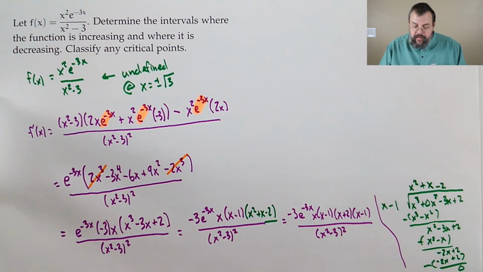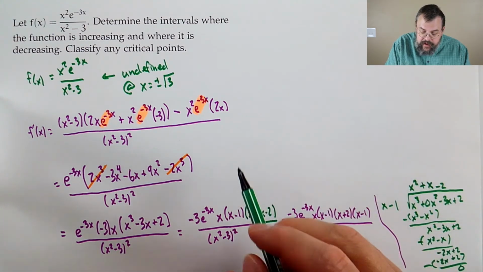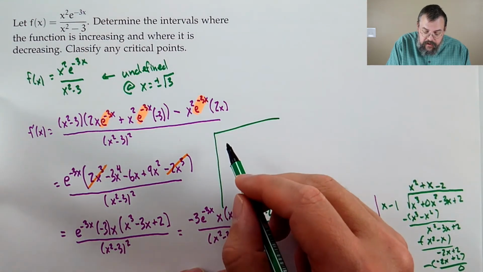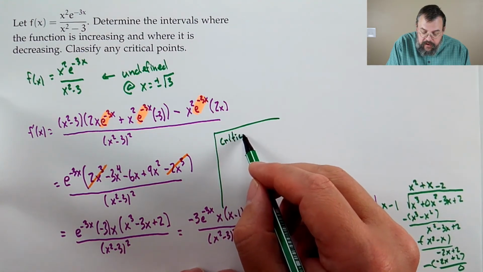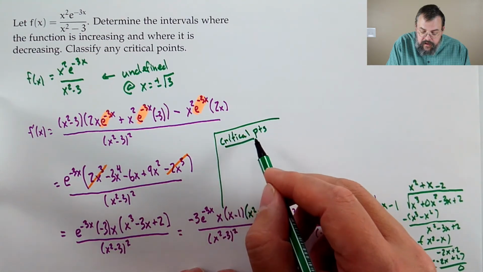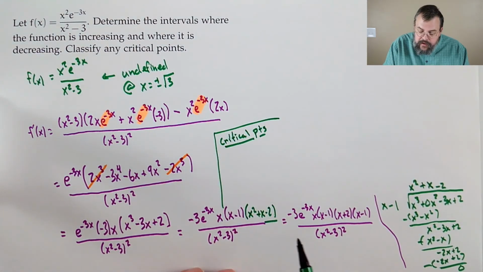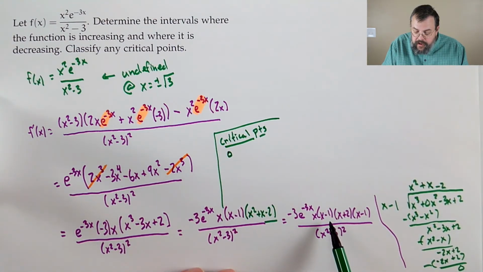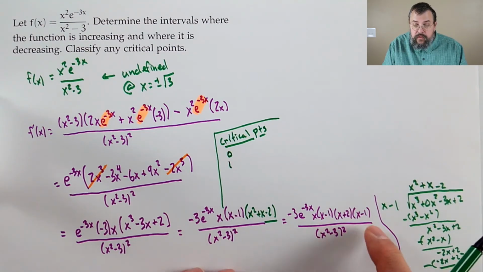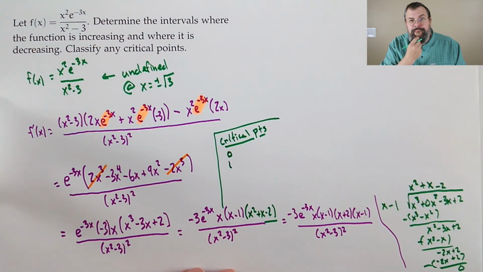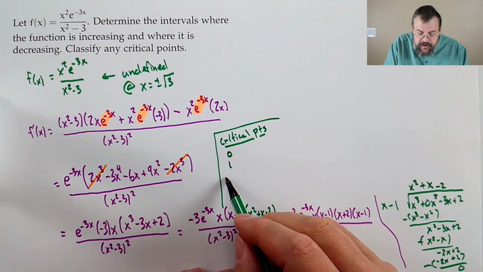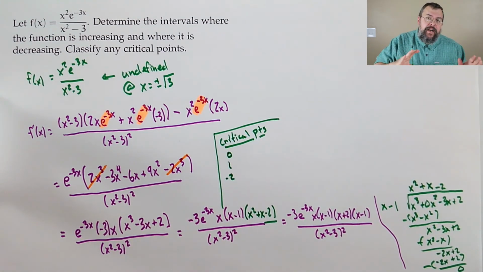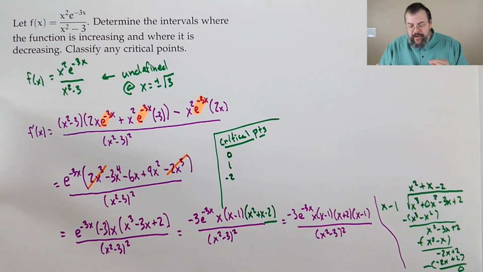Now, where are our critical points? Okay, so our critical points would be, let's make our list here of our critical points. And you can say, well, 0, that's a critical point. 1 is a critical point. In fact, it shows up twice. Negative 2.